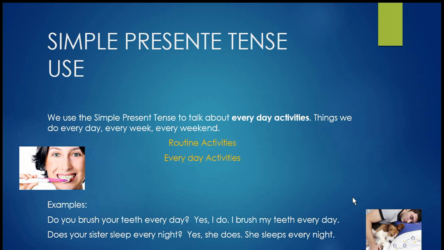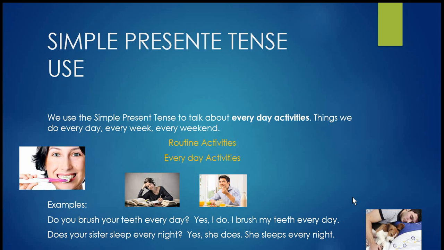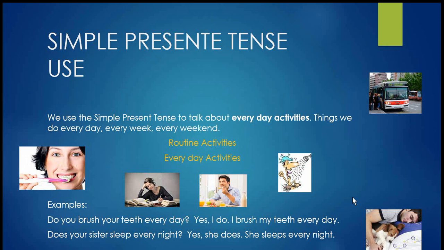Okay, and we can continue with everyday actions that we do. For example, do you study every day? Do you eat every day, or do you have your breakfast every day? Do you shower every day? Do you take the bus every day, or maybe do you drive to the university every day? Routine activities, everyday activities, those are in the simple present tense.